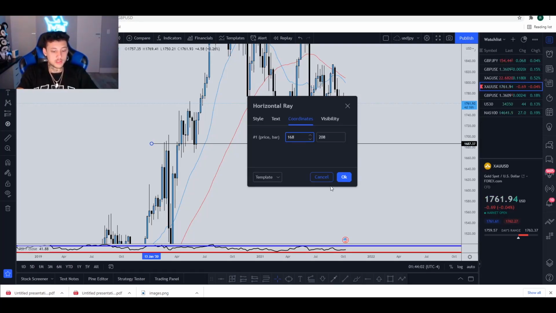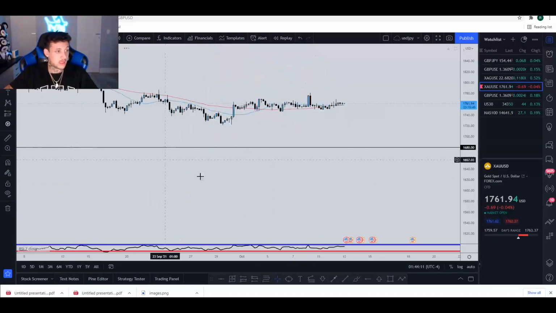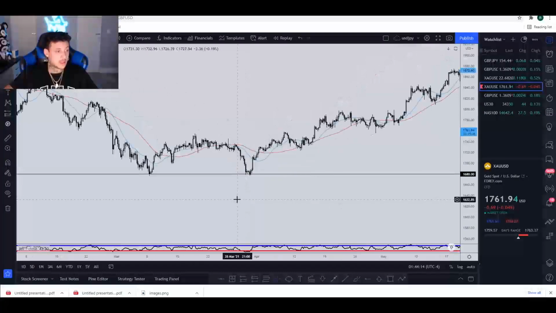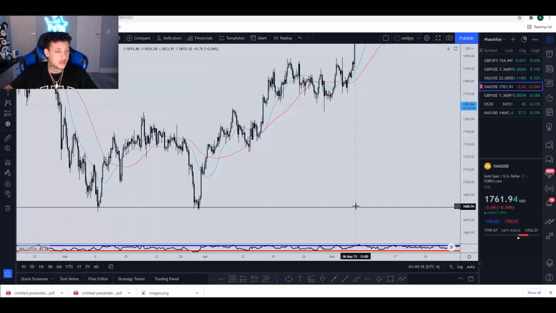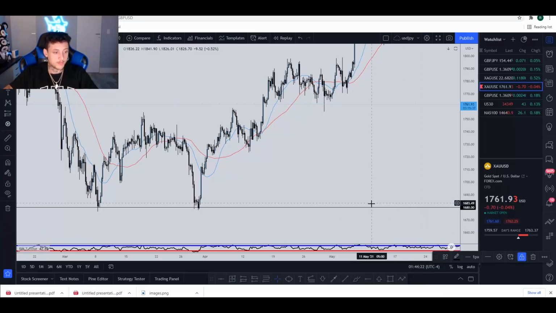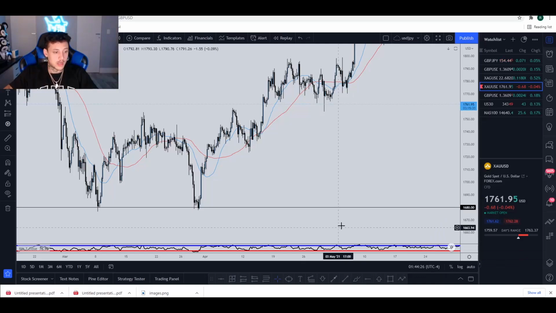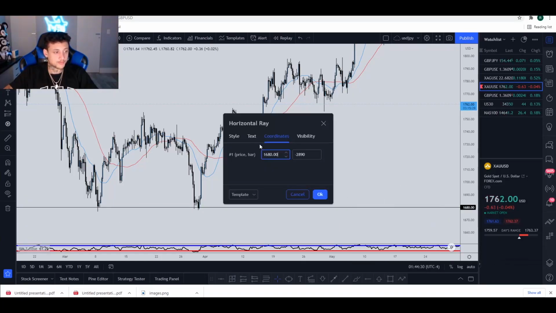Now what I'm going to be doing is just simply modifying this to 1680, keeping the round numbers there. See how that looks. You know, it's okay. I'm going to check it on the 4-hour time frame. Yeah, I'm going to keep it just like this. So 1680. Now what I'm going to be doing is going to settings. I'm going to lock it. And then I'm going to add a text to this, calling this my weekly level.